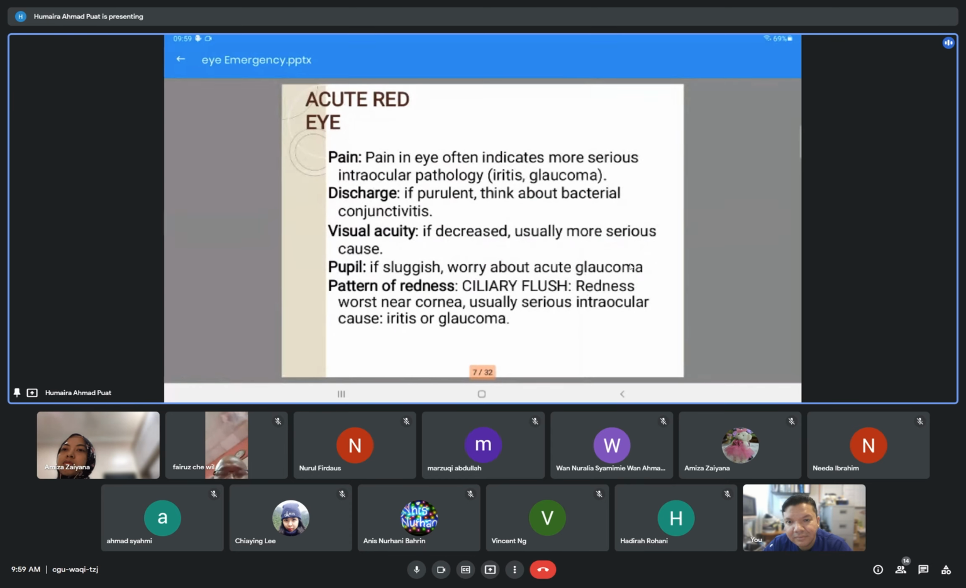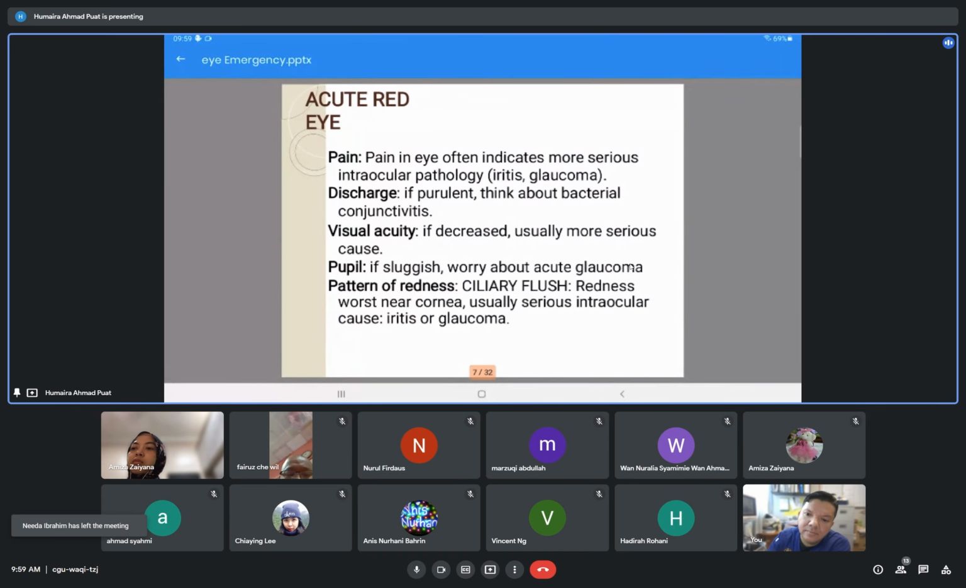First, the acute red eye. What patients usually present with is pain. Pain in the eye often indicates more serious intraocular pathology, usually iritis or glaucoma. Patients can also have discharge; if purulent, you can think about bacterial conjunctivitis. If visual acuity is decreased, the cause is usually more serious. If the pupil is sluggish, we worry about acute glaucoma. Also look for the pattern of redness. With ciliary flush, the redness is worse near the cornea, and the really serious intraocular causes are iritis or glaucoma.